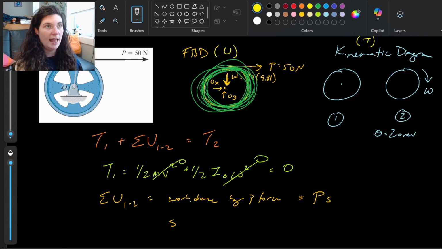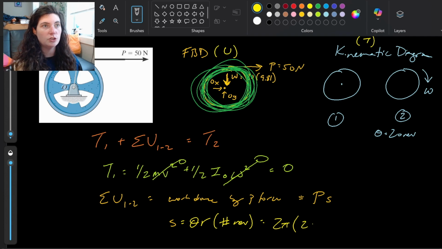So our displacement S equals theta times R times the number of revolutions that we're going through. Right, so in this case, our S value is theta. Theta for one single revolution is 2 pi. That's the full circle. One revolution is 2 pi. And then we do that 20 times. 2 pi for one revolution times 20 revolutions times our radius of 0.6 meters.